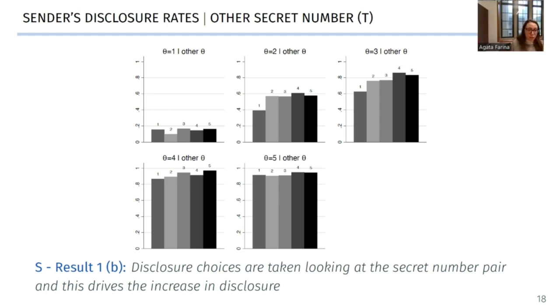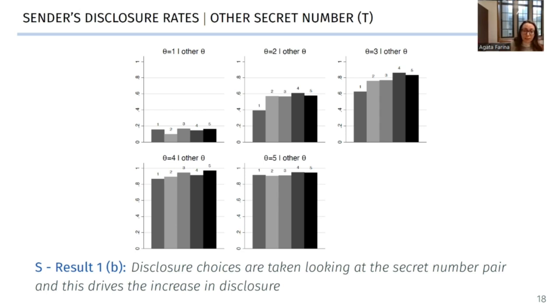So for instance, in this first panel, we represent the probability of disclosing secret number 1 when the second secret number is 1, 2, 3, 4, and the same for every other realization of the secret number. It's very easy to see that for secret numbers equal to 1, 4, and 5, which are the more extreme both in terms of unfavorable and favorable information, the disclosure does not really depend on the value of the other number in the pair. This is not the case, though, for secret numbers 2 and 3.